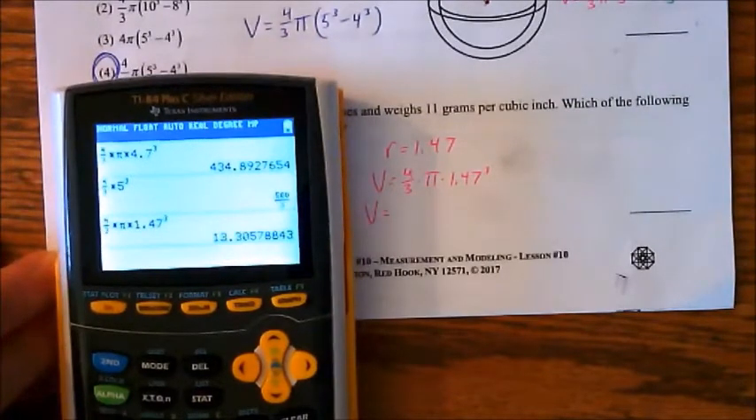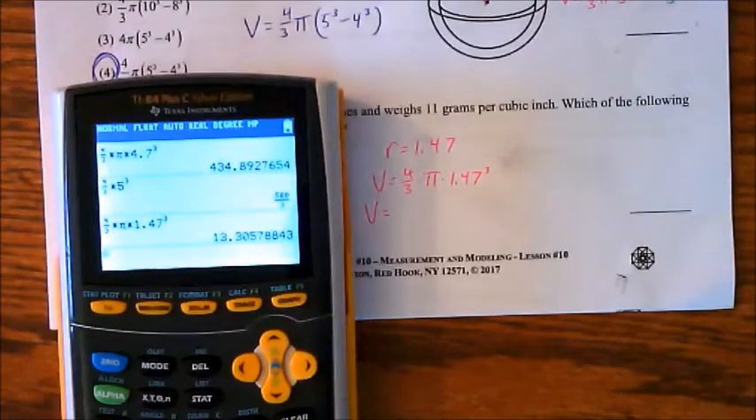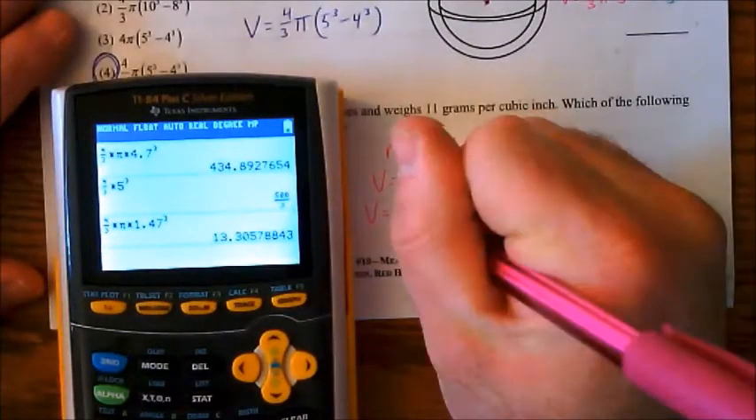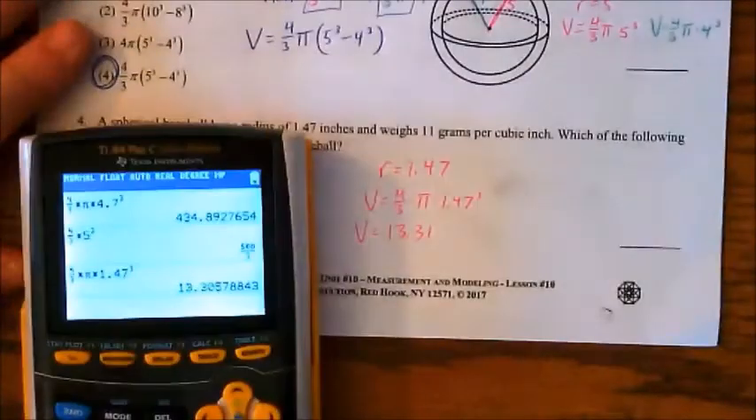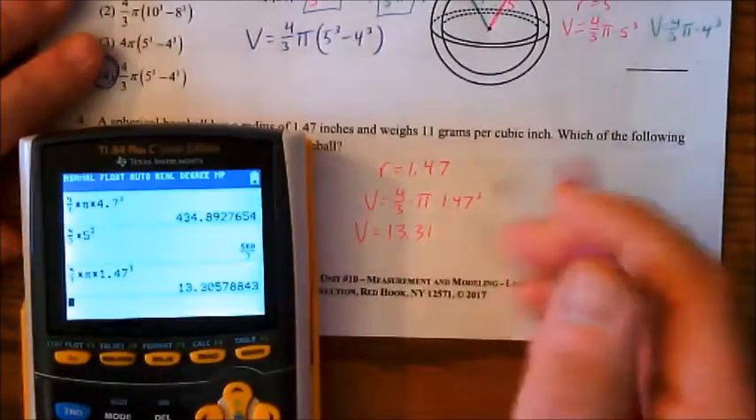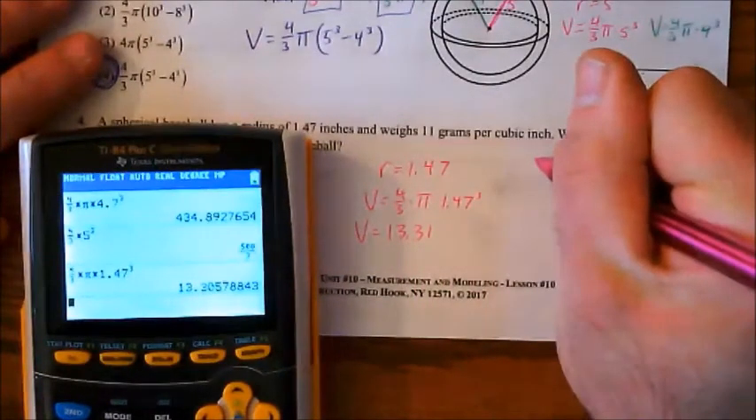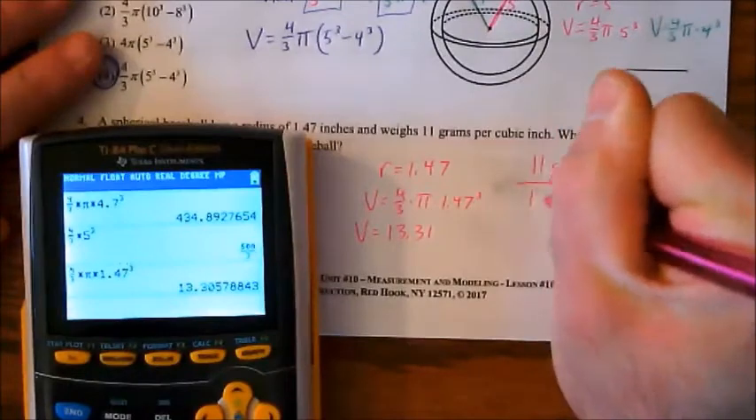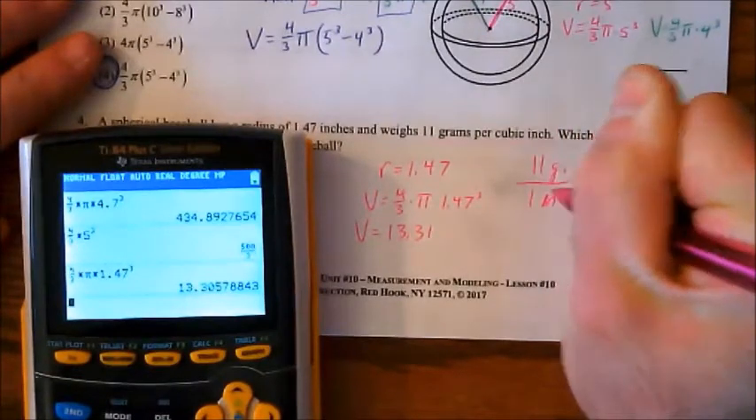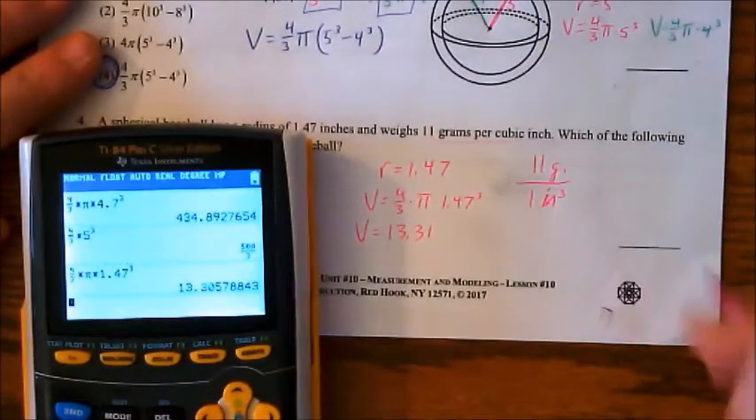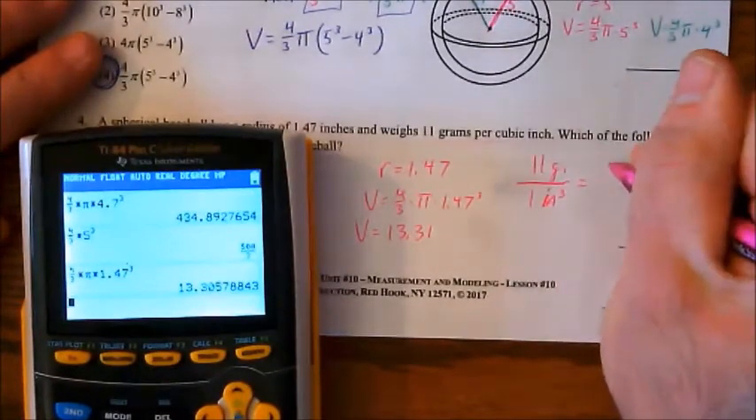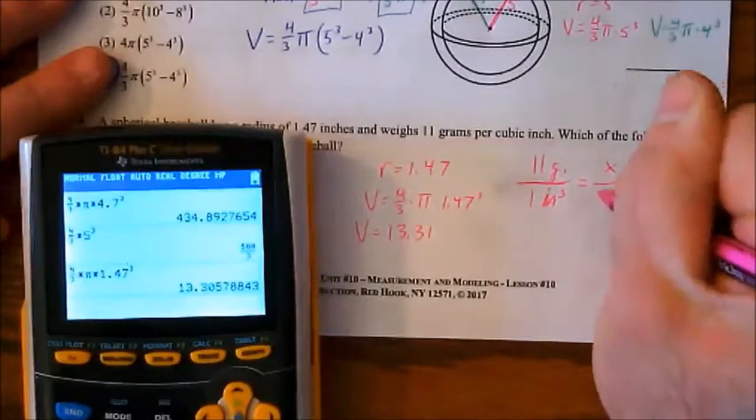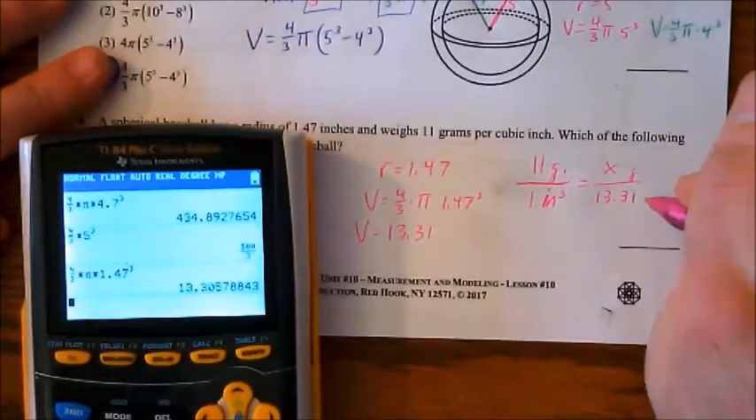Alright, a spherical baseball has a radius of 1.47 inches. So they do give us the radius in this one. And weighs 11 grams per cubic inch. Which of the following is the closest to the weight of the entire baseball? In order to do this, if it's 11 grams per cubic inch, we need to know how many cubic inches is that baseball. So volume equals 4/3 times pi times 1.47 cubed.